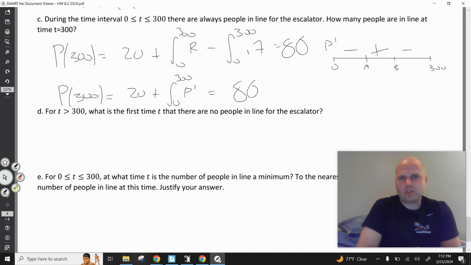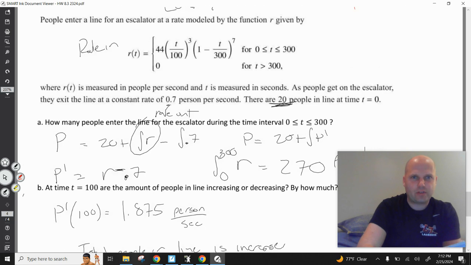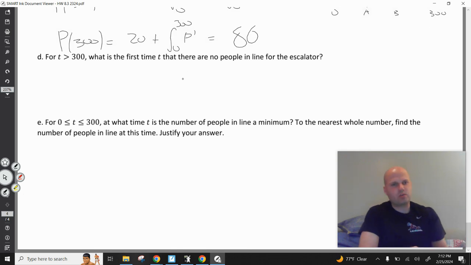When is the first time where there's no people in line for the escalators? People stop entering the escalators line at the 300th second, so the rate in just goes away. So it's really how long will it take for our accumulation of our rate out to equal 80?